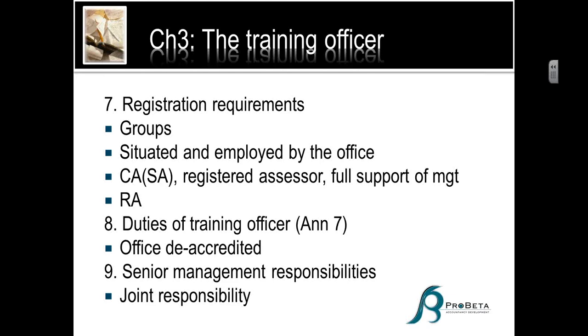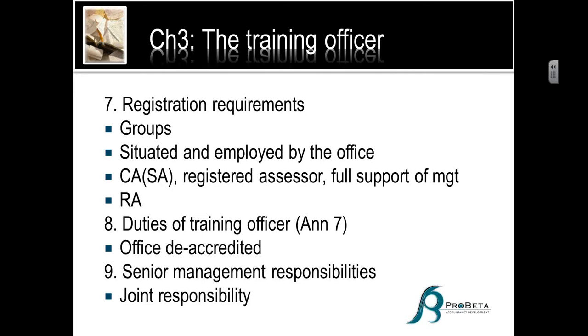Number 8, the duties of the training officer used to be in the training contract itself. It's now included in Annexure 7. And they're basically saying if your training officer doesn't come to the party or comply with his duties, the office may be deaccredited. And that leads to number 9, which is also not new, to say that all management is responsible for the duty of the training officer.